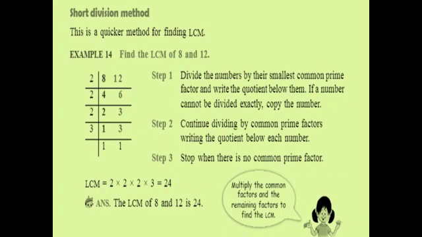And the next smallest prime factor is 2. So write 2. So 1 2s are 2. As you cannot exactly divide the number 3, copy the number as it is. Then again the smallest prime factor is 3. So you bring down the 1 as it is and write 1 3s are 3. So the LCM is equal to 2 into 2 into 2 into 3 is equal to 24. So answer, the LCM of 8 and 12 is 24.